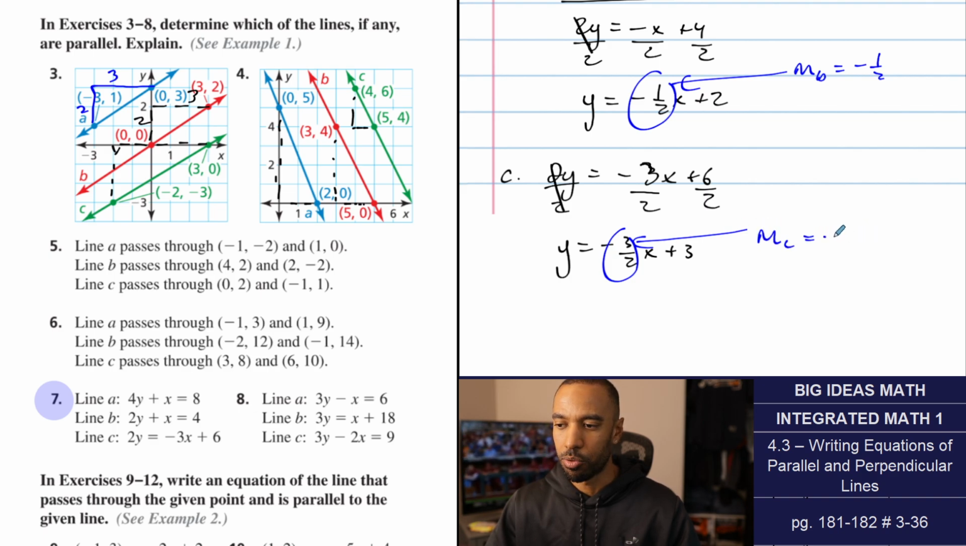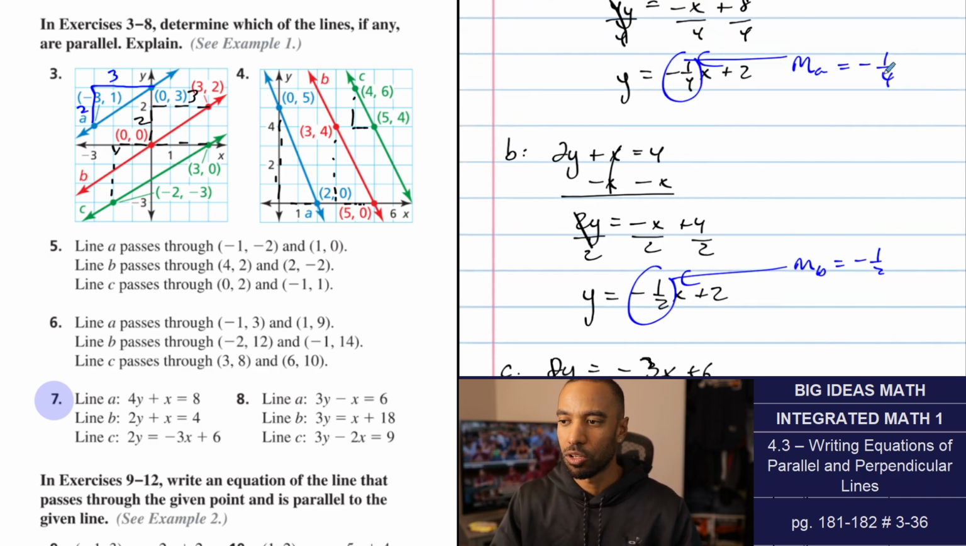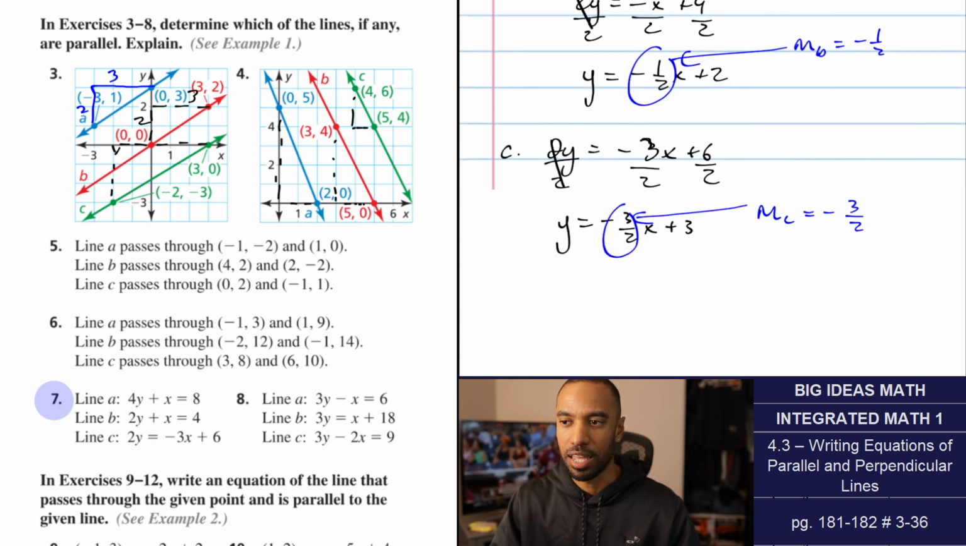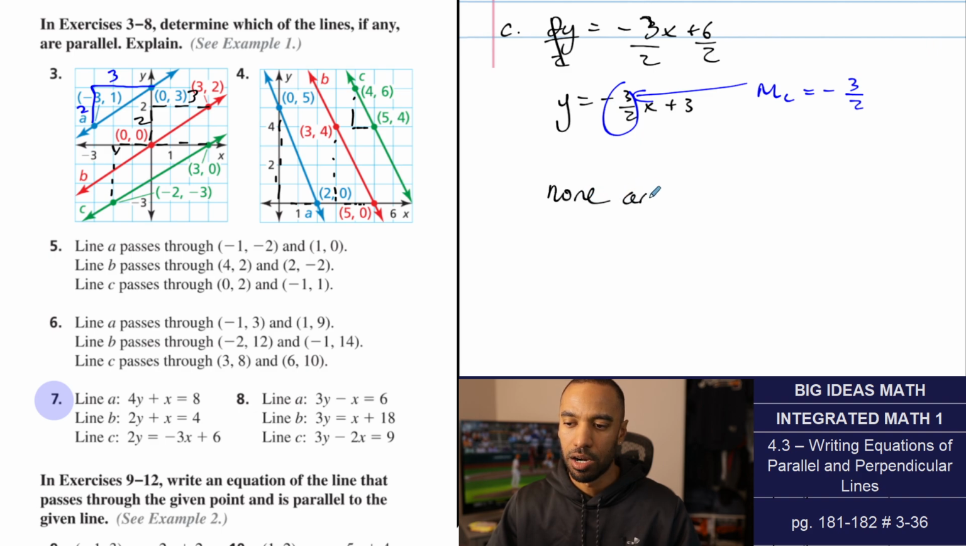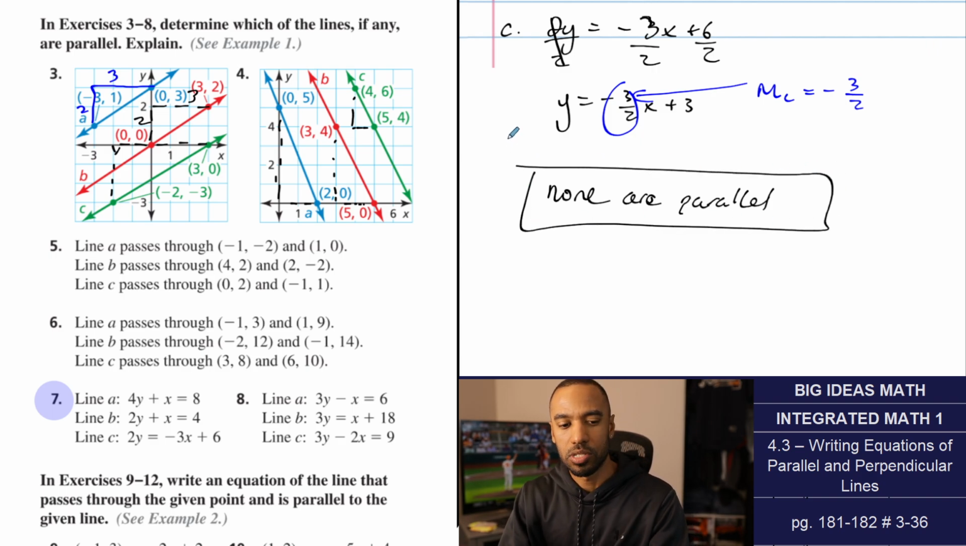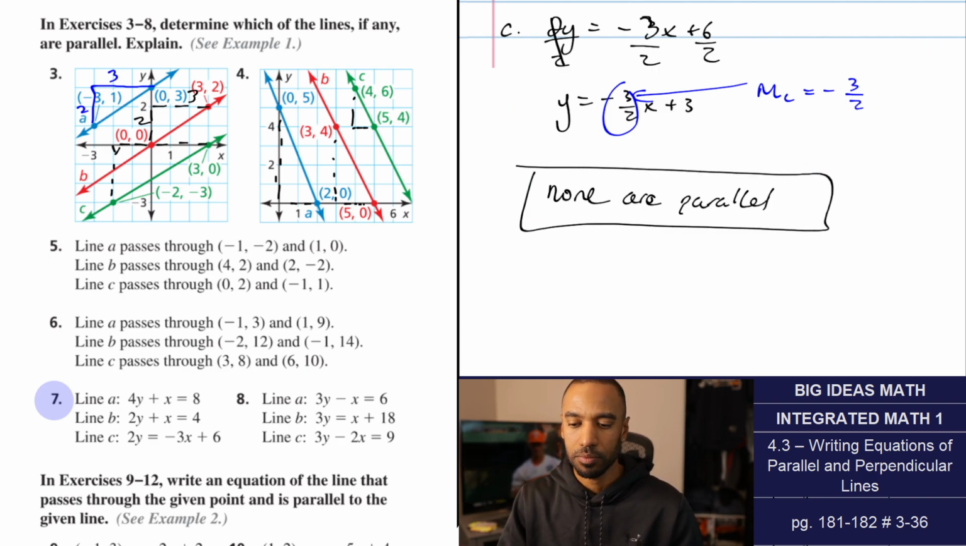So just like the previous question, once again, it looks like none of these slopes, although all negative, none of these lines are parallel. None are parallel. That's my conclusion I'm getting at. Once you're in slope-intercept form, that's the result we're looking for.